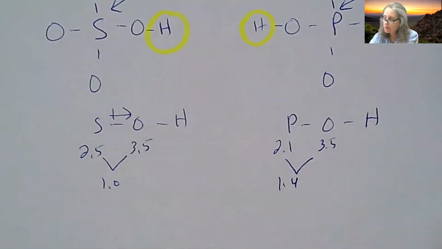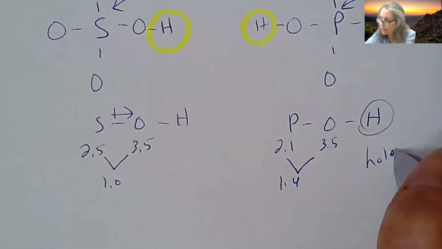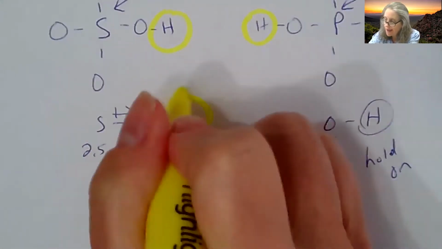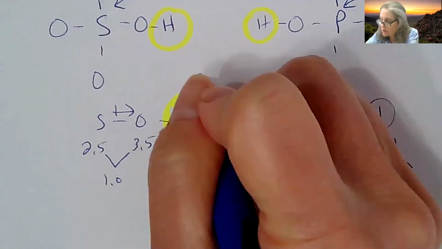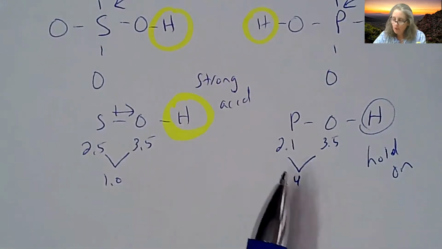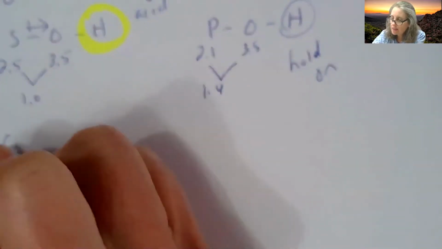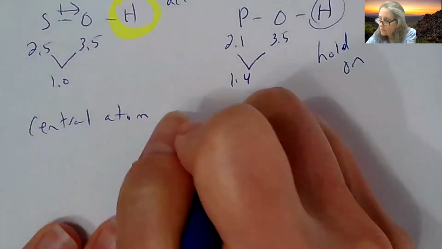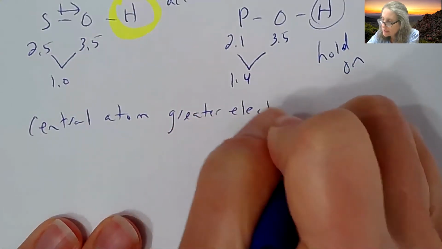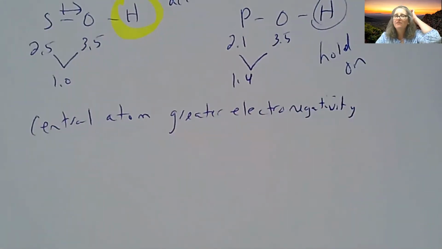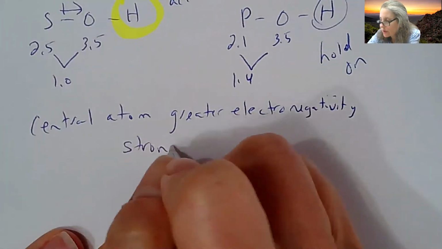Because it's a bigger difference, this hydrogen is going to hold on more because of the electronegativity difference, while this one is going to pop off. And this is, again, considered to be a strong acid with that first hydrogen that comes off. So when you're comparing two central atoms, the one with the greater electronegativity, and you're going to base it off of how close it is to fluorine, is going to be the stronger acid.